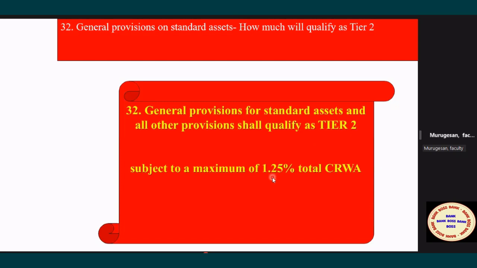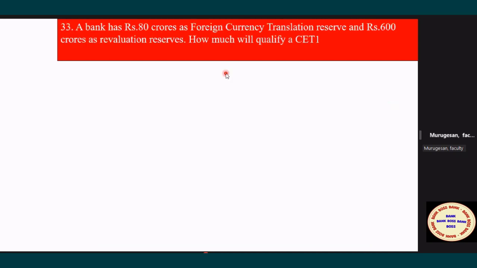So they are considering only for provisions, 1.25% of credit risk. When we are creating provisions only to absorb the credit risk, that is why this is linked to CRWA. But that 2% is linked to total risk-weighted assets. So these differences you keep in mind. Sometimes they will ask a live question also.